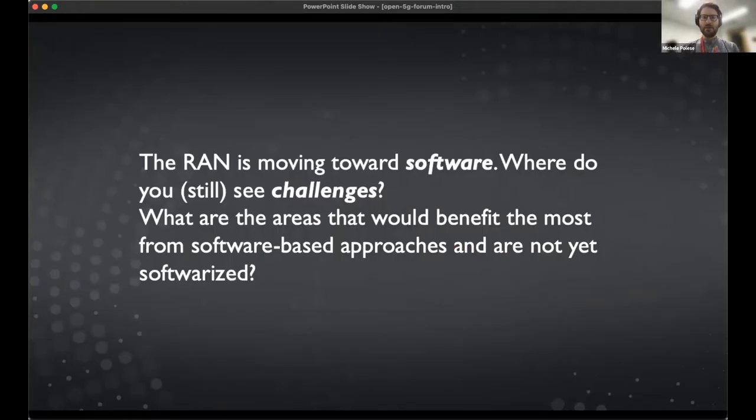So the first question is this. The RAN is moving towards software, right? Where do you still see some challenges in implementing softwareized approaches for the RAN? And where are the areas in which software has not yet arrived that you think will benefit from having some software in the ecosystem? I'll stop sharing so that we can see our webcam. And maybe Raymond, you want to go first?